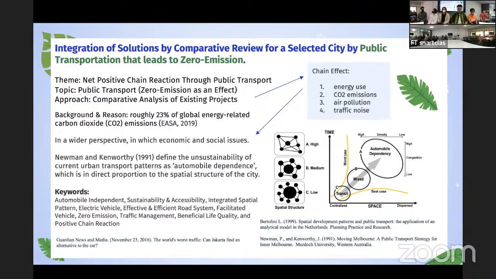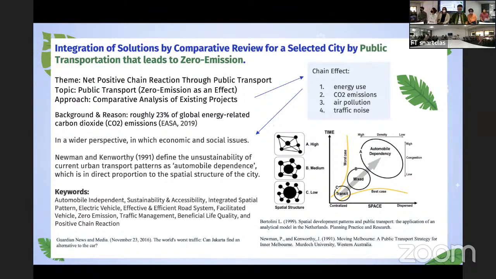Newman and Kenworthy in their paper define unsustainability of current urban transport as a pattern of automobile dependence. In other words, the unsustainability of a city is directly proportionate to private use. Hence, our core solution will tackle this problem first by the technical aspect and second by the human aspect that will affect human psychology and increase their quality of life.